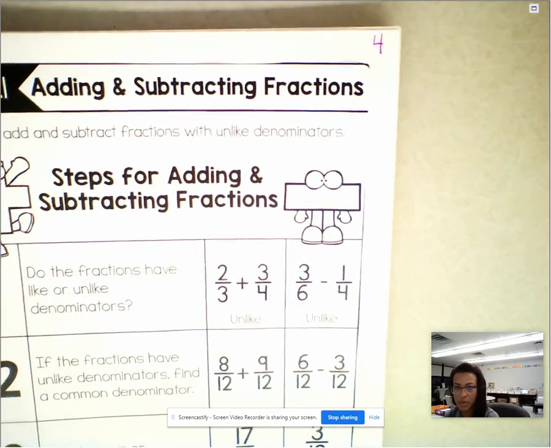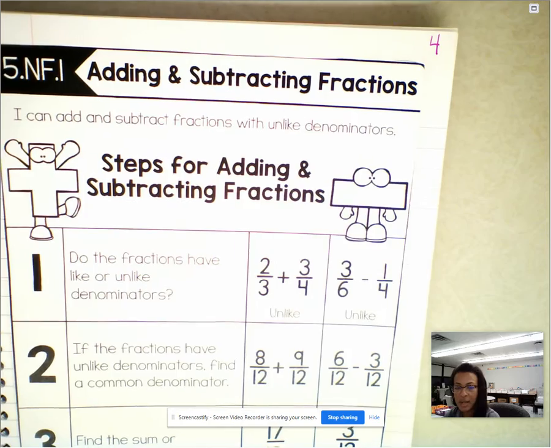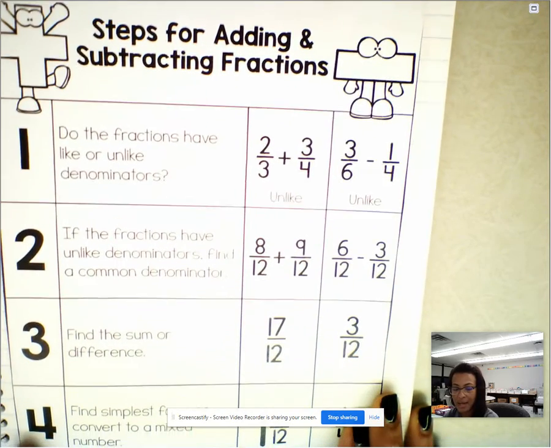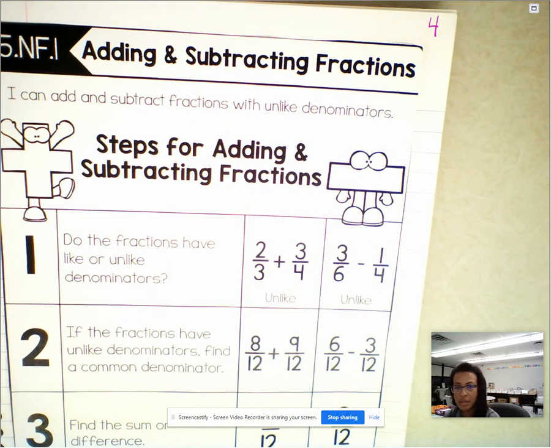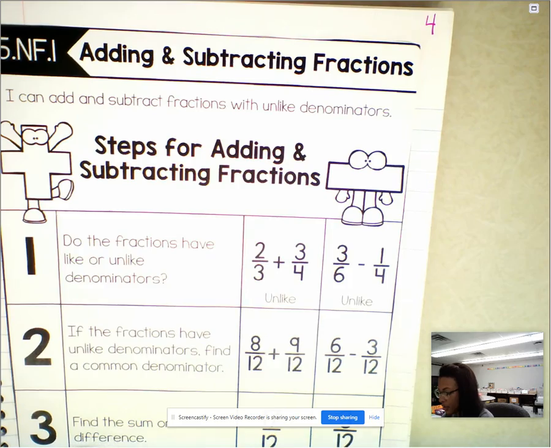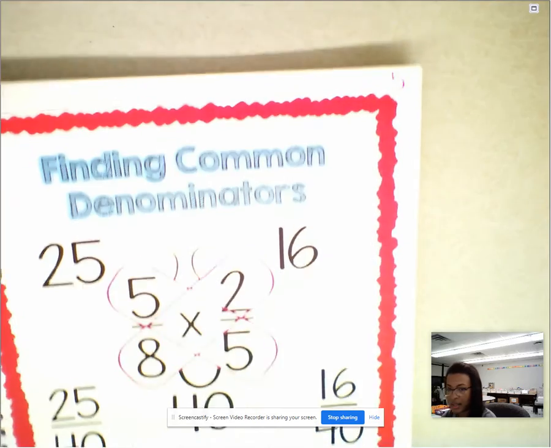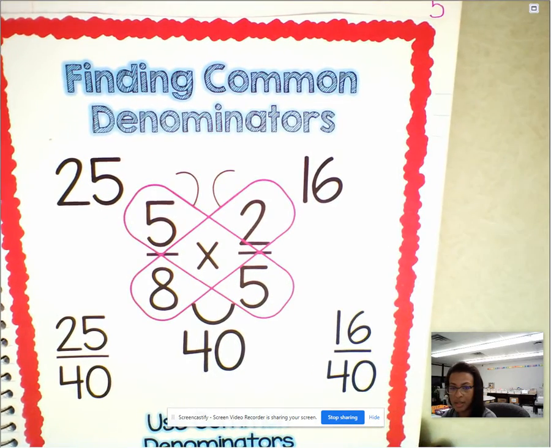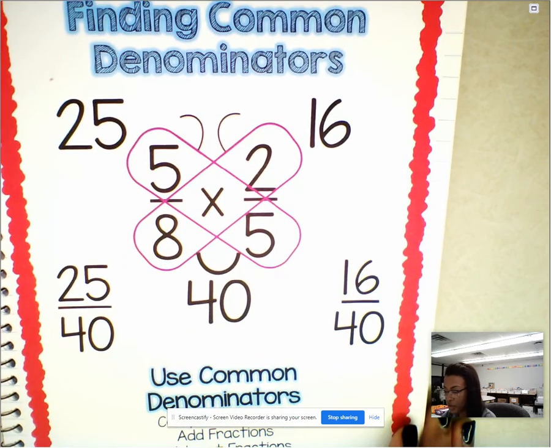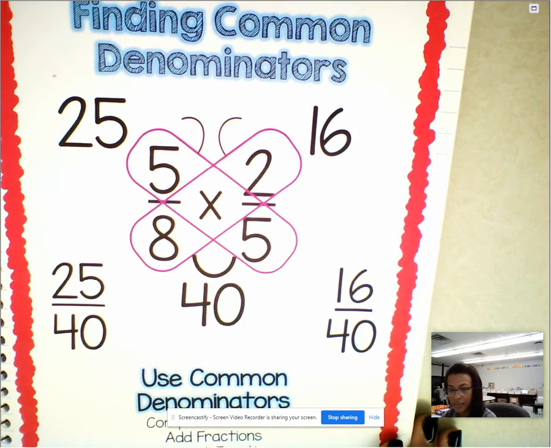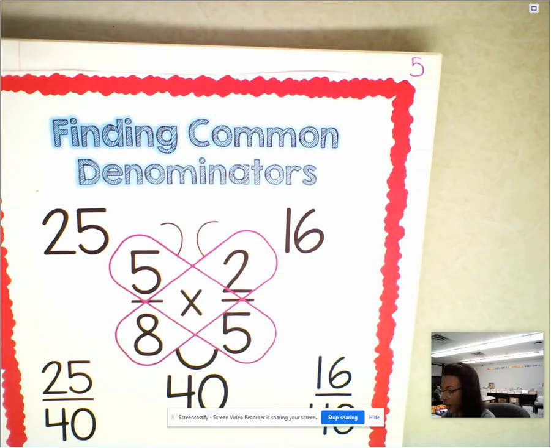Page 4 is where we start talking about adding and subtracting fractions, which is what we're currently doing in chapter 6. That's page 4, so you were just gluing that page down on page 4. Steps for adding and subtracting fractions with unlike denominators. Part of adding and subtracting fractions with unlike denominators is finding a common denominator. So this page talks a little bit about finding common denominators. So it tells you a little trick for finding that. That page should be cut out and glued to page 5.